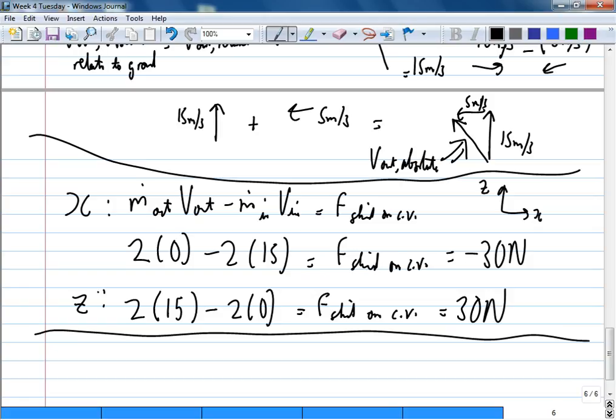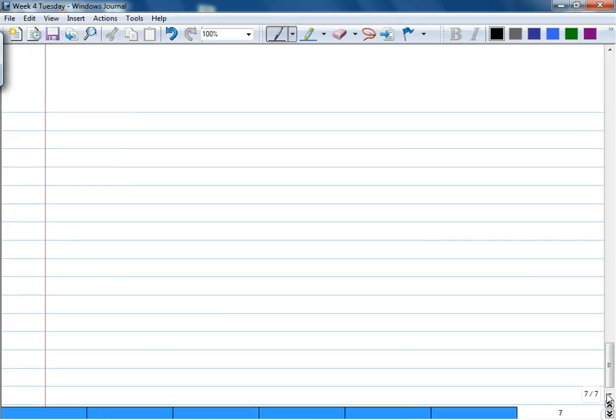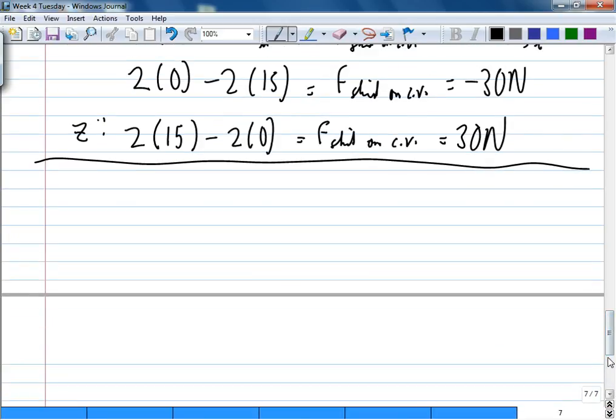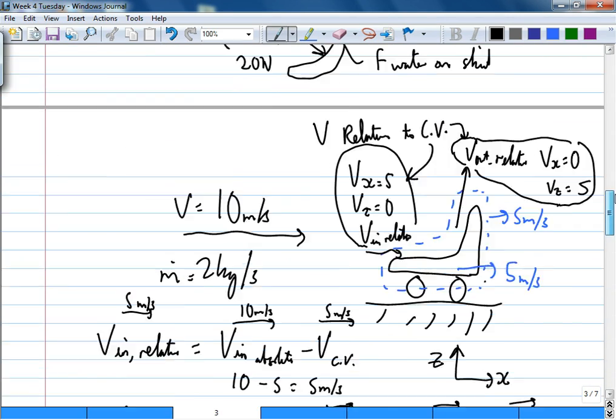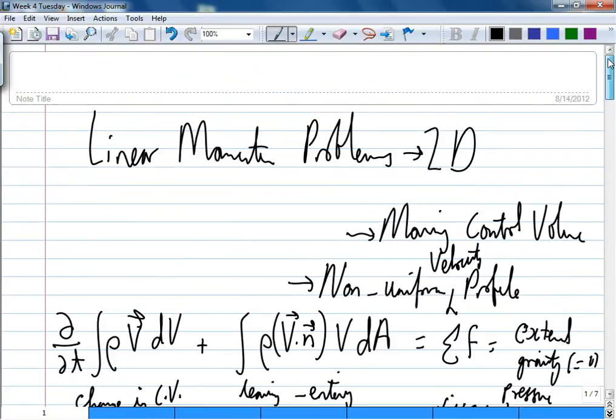Any questions? Is that okay? So finally, as promised, we do the third one now. We've done moving, we've done 2D, we've done moving control volume. Now we do the non-uniform velocity profile.